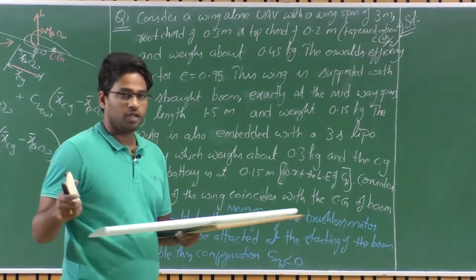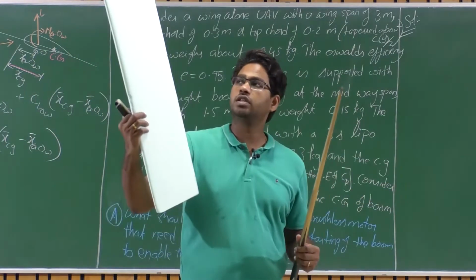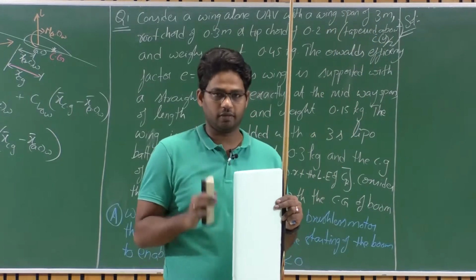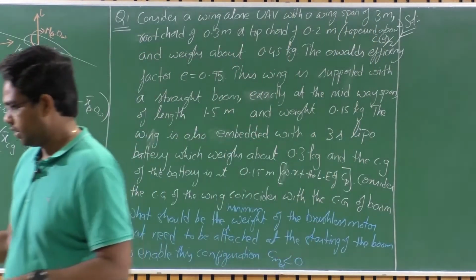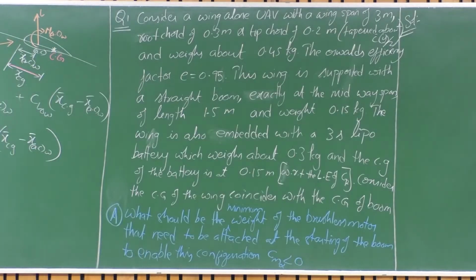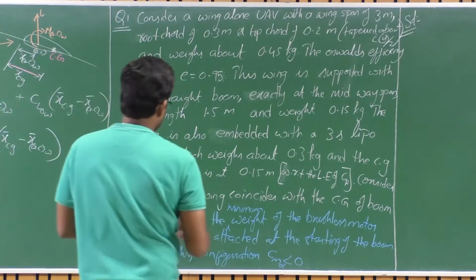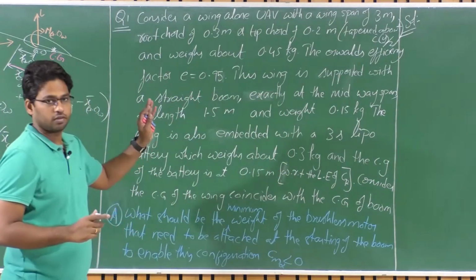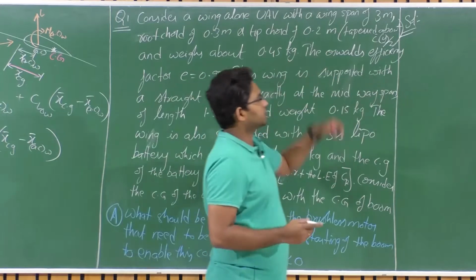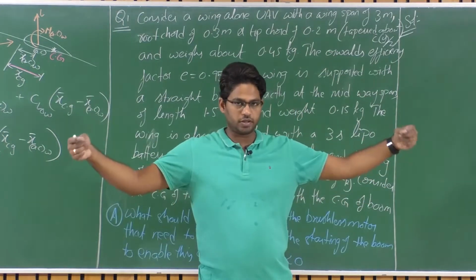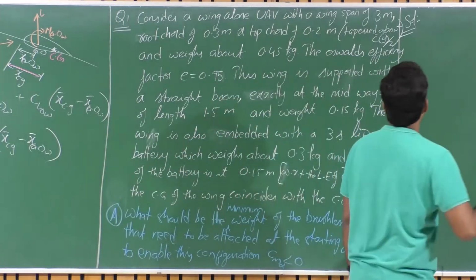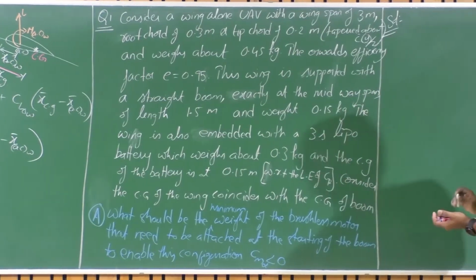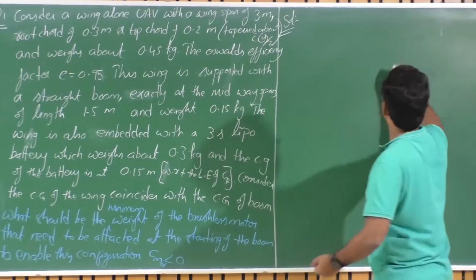Also, the CG of this wing coincides with the CG of the boom. Let us assume that the CG of the wing is at the mid chord itself. This is another assumption we will consider. So the wing CG is at the mid chord, about the taper axis itself, the longitudinal CG location. Now, from the given data, we will be able to draw the schematic of this UAV.